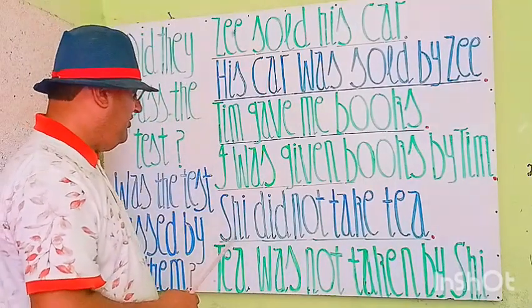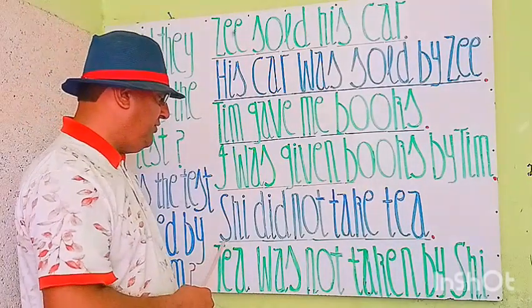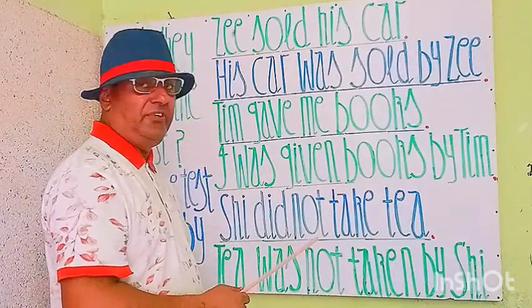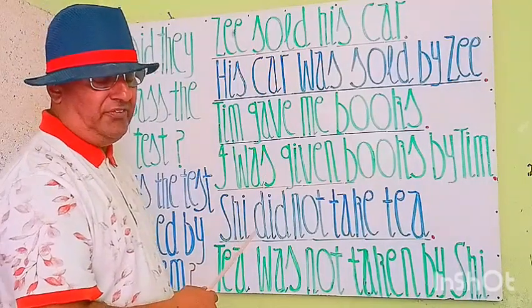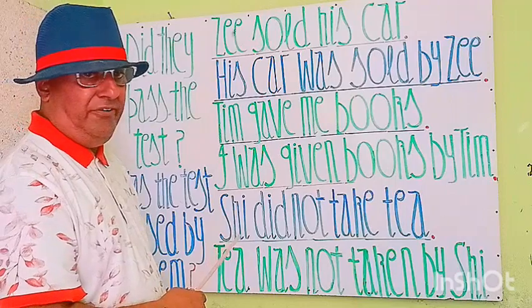You see, she is a name of a girl and is a noun subject. Did not for the negative sense. In all past tense, past indefinite tense, in negative sentences we add did not.